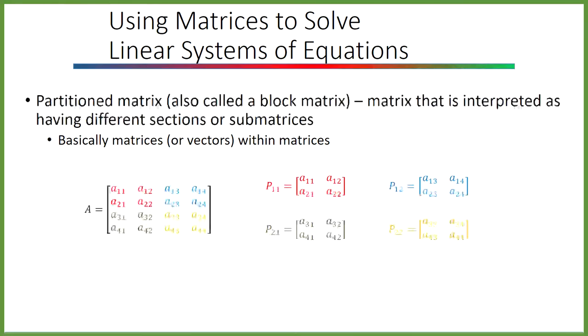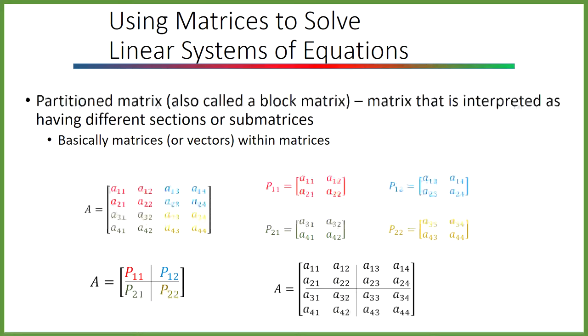These colors now show clearly how the 2x2 matrices map into the four quadrants of A. We can thus write A as a partitioned matrix that will be entirely equal to the original matrix, A. When using partitioned matrices, it is customary to include lines like these to denote the different partitions, blocks, or submatrices within the partitioned matrix. Note that if we wanted to indicate that A is a partitioned matrix without having to define the submatrices P11, P12, P21, and P22, we could also write it like this to make it clear that A is a partitioned matrix.